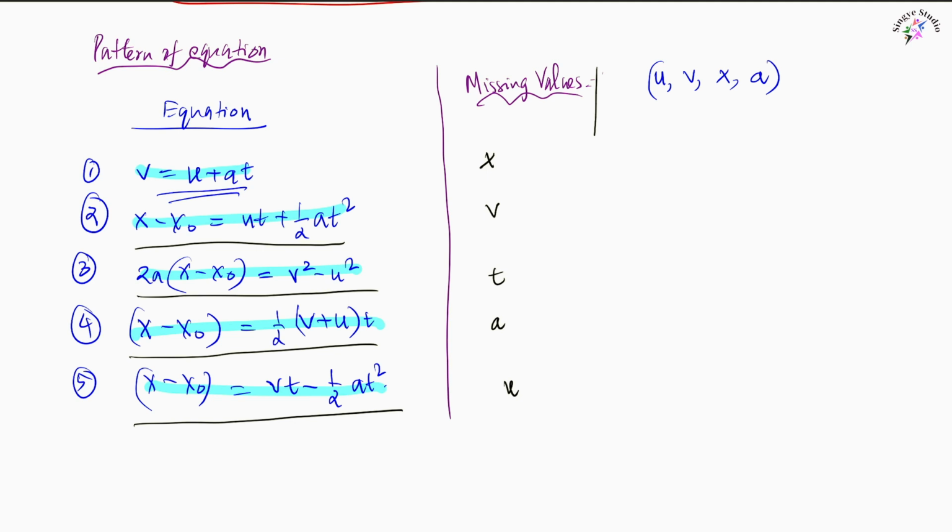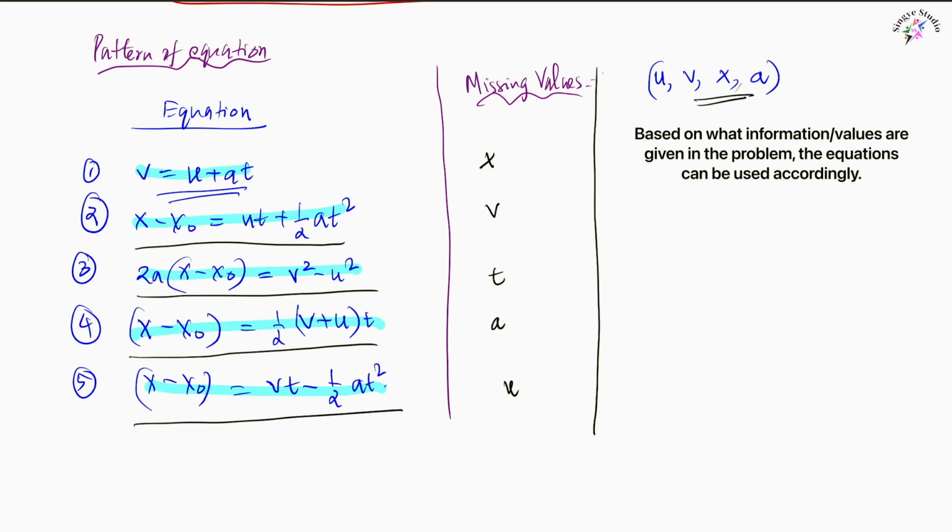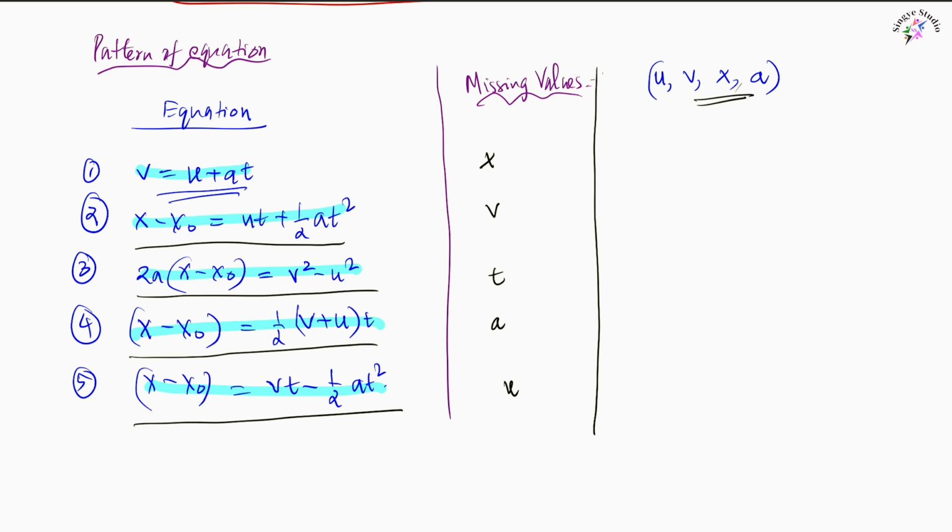So from this, what we can say is, depending upon the question, some parameters will be given and some will not be given. So based upon which parameters are given or not, you have to use the correct formula to solve the problem. That's why we have derived a lot of equations, each having some missing value. For example, if you use this formula, then we cannot calculate x. Similarly, v from this formula, t from this formula, a from this formula, and u from this formula.